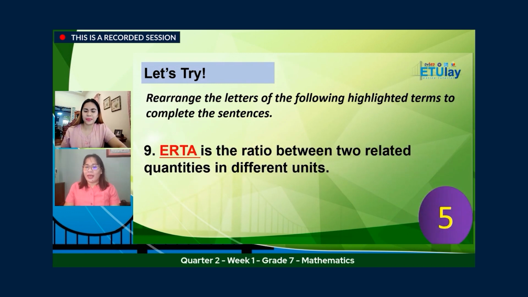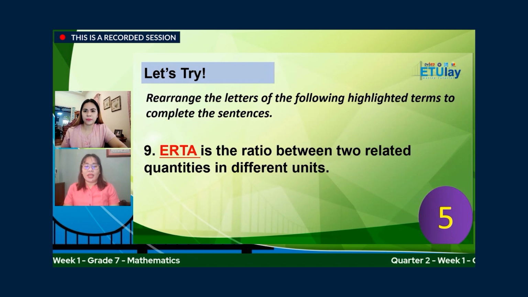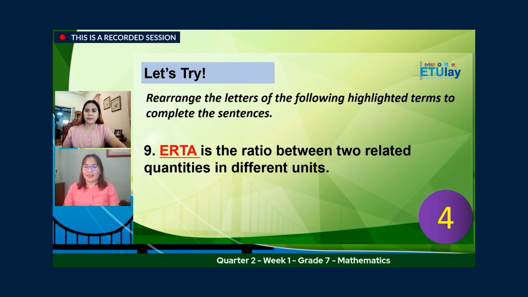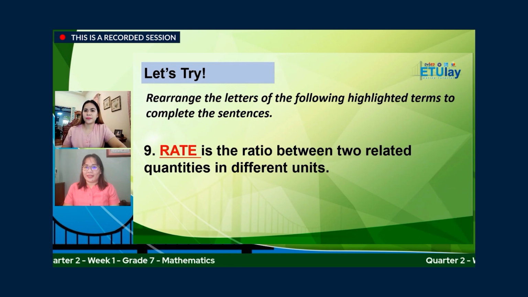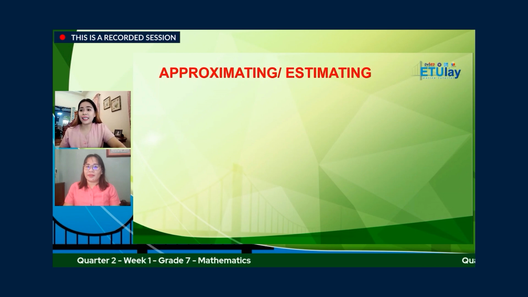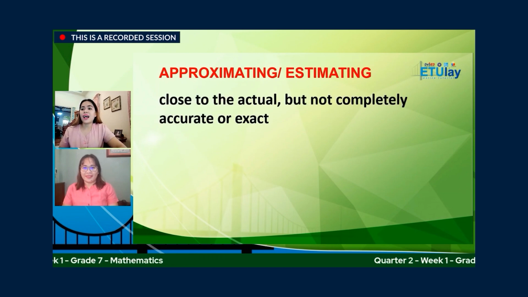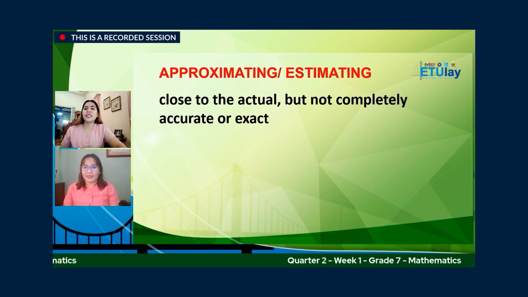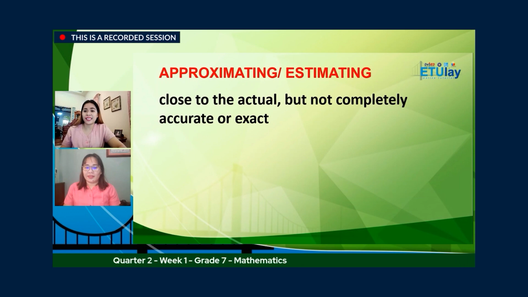For number 9, blank is the ratio between two related quantities in different units. What is the answer? Yes, it is great. Okay, approximating. When we say approximating, it also means estimating. So it is giving a number which is close to the actual but not completely accurate or exact.